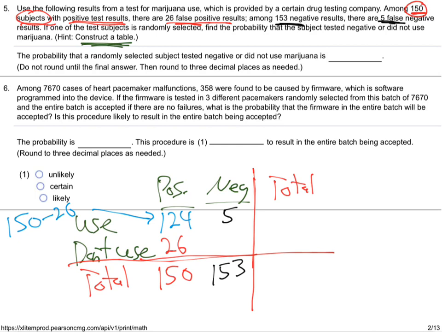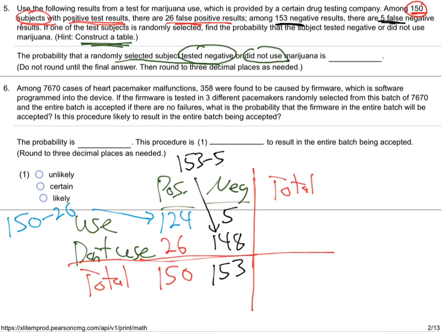Yeah. So right there, 153 minus 5. So 148. And, okay, good. Now, are we ready for their question? What is their question? The probability that a randomly selected subject tested negative or did not use.